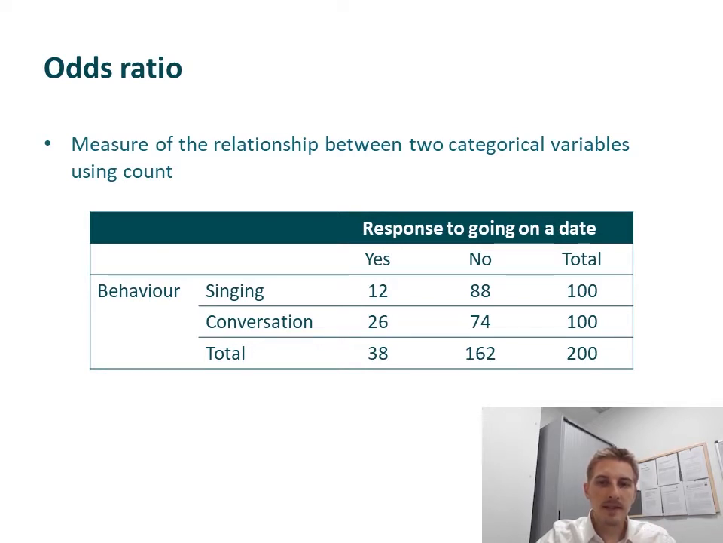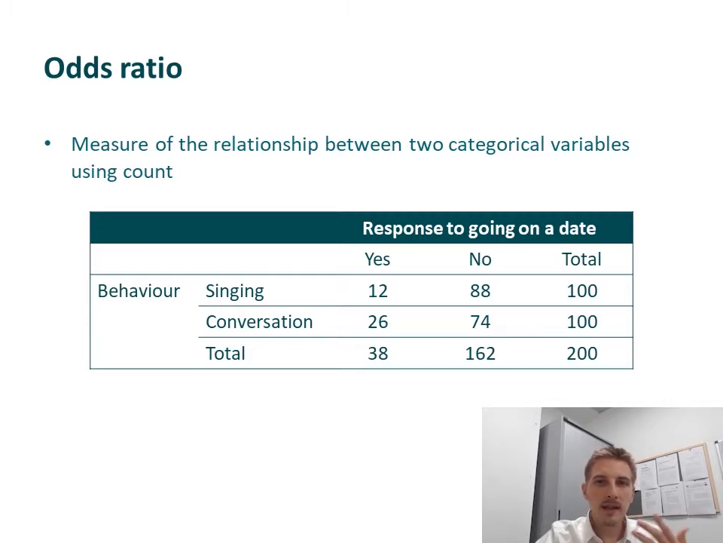The next effect size I will discuss today is the odds ratio, which is a measure of the relationship between two categorical variables using count. So let's say that you are conducting an experiment and you ask your confederate, a man, to interact with a woman for a few minutes. And then you ask your confederate to ask this woman out. And you collect the response to this question, so whether the woman accepted to go on a date or not.